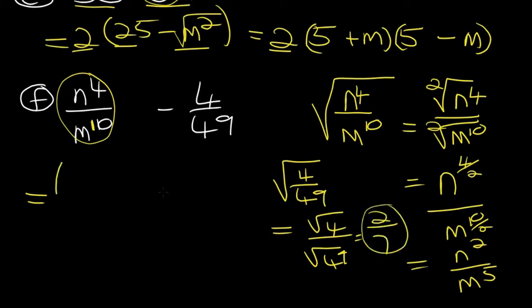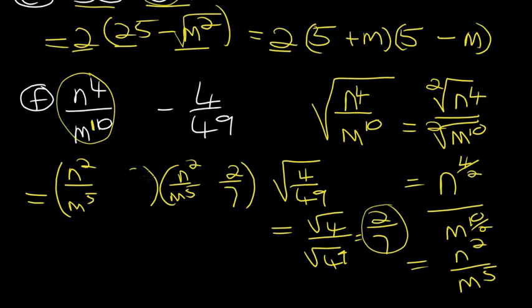So now it's actually easy to work this out, and then you have n to the power of 2 divided by m to the power of 5 in the first place of both brackets, and then you have 2 over 7 here and 2 over 7 there, and remember your plus minus. But if you put it as a minus plus, or a negative positive, that also doesn't matter.